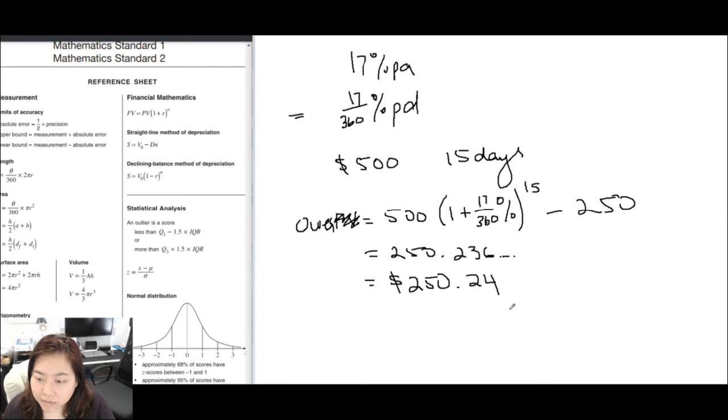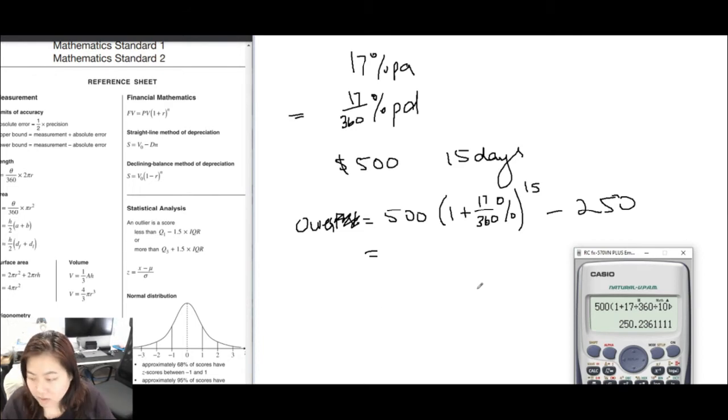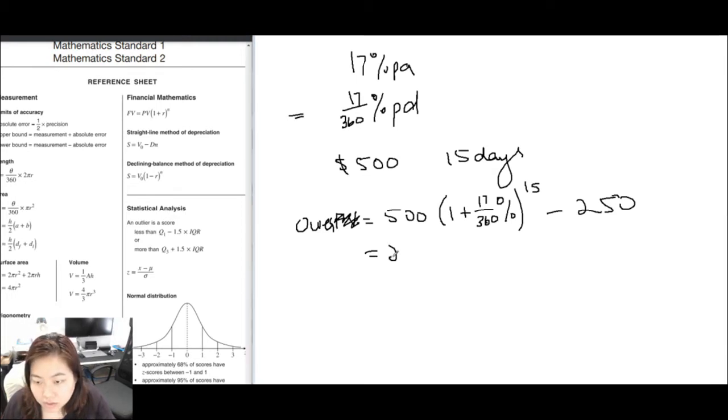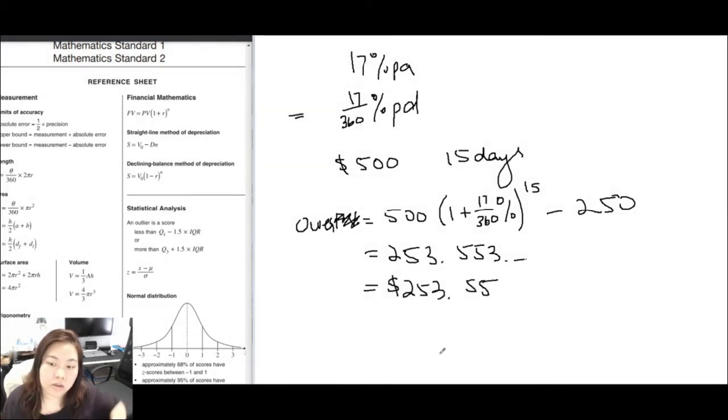Did I not put it to the power of 15? Oh, I knew there was something wrong. There's no way it's only so little. The bank would want more than that. Let me see what I've done. Yeah, I didn't put it to the power of 15. To the power of 15 for 15 days. That's better. 253.553, and that is $253.55. That looks better. Okay, let's check.